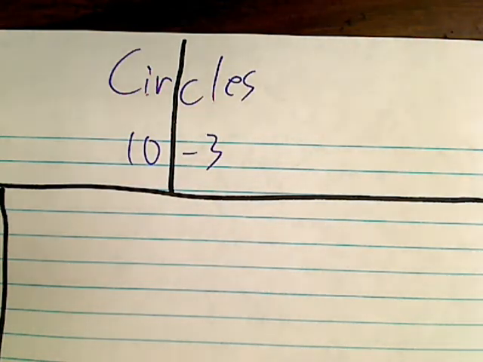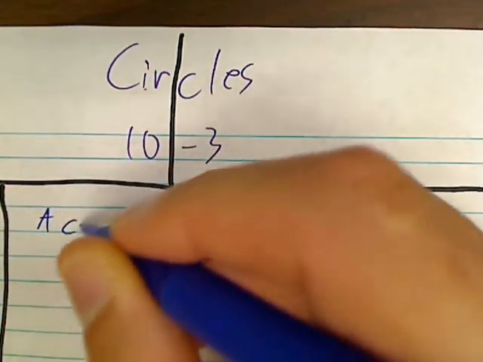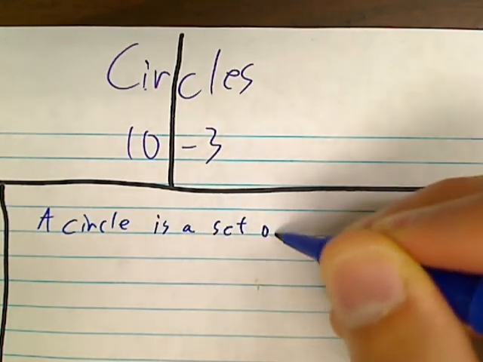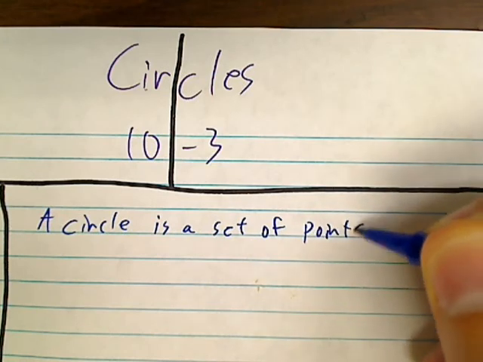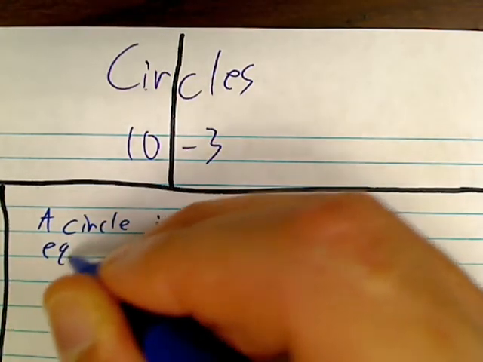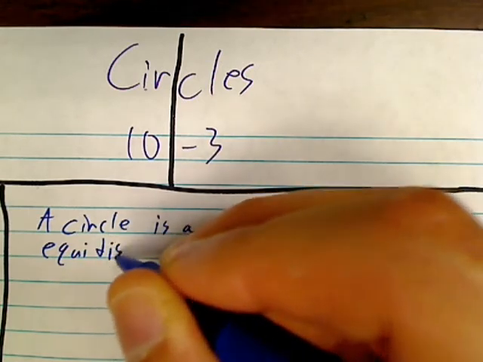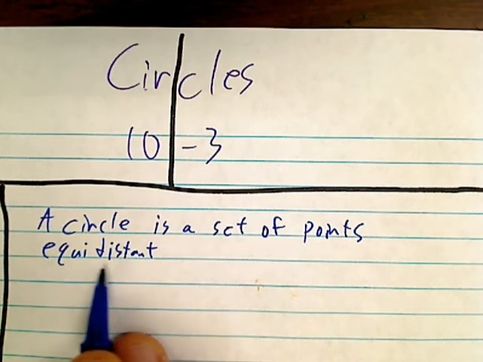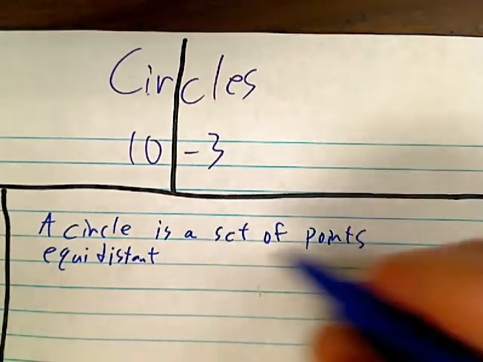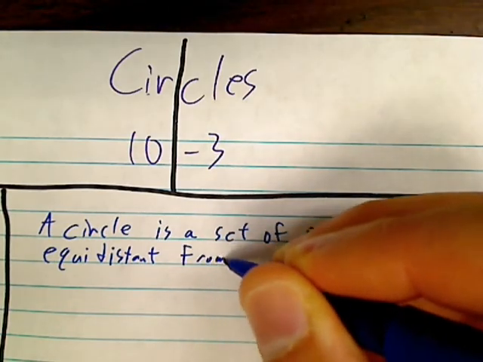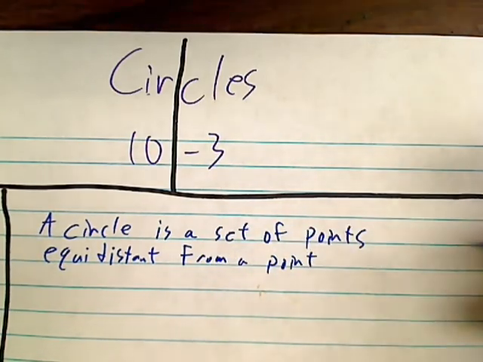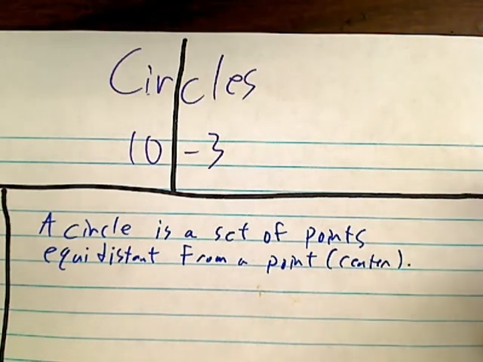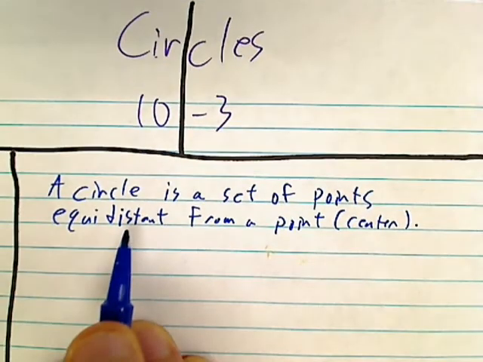Let's get into a technical definition. A circle is a set of points equidistant, okay, so the same distance. That's what equal distance. A circle is a set of points equidistant from a point. And we call that point the center. And we call the distance that they are equal the radius.